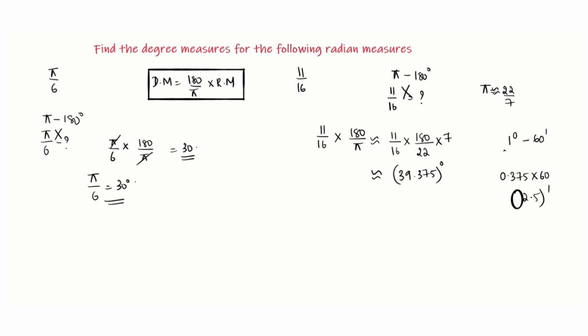22.5 minutes. Again, to convert this 0.5 minutes into seconds, we will use the relationship 1 minute is 60 seconds. So 0.5 minutes is how many seconds? And our answer will be 30 seconds. So our final answer here, 11 by 16 radians is approximately equal to 39 degrees, 22 minutes and 30 seconds.